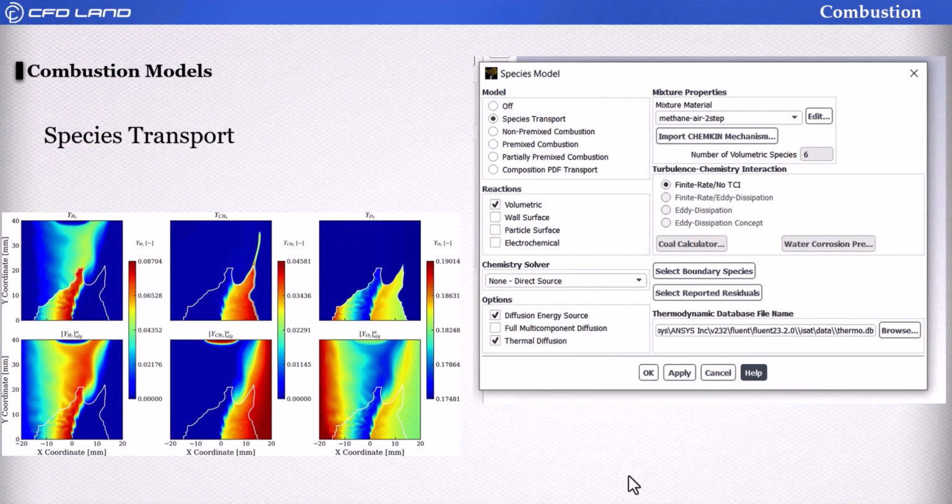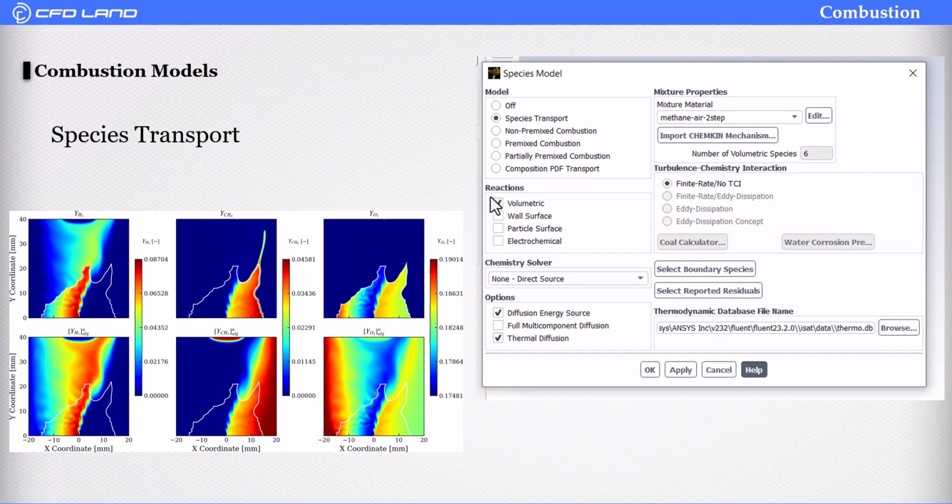However, the species transport model also has some limitations. Because it directly solves conservation equations for each species, it becomes computationally expensive as the number of species or reactions increase. It can struggle to capture thin flame fronts or detailed flame structure in high speed or highly turbulent flames unless combined with advanced submodels. Additionally, it assumes continuum diffusion and may not represent microscale mixing accurately.